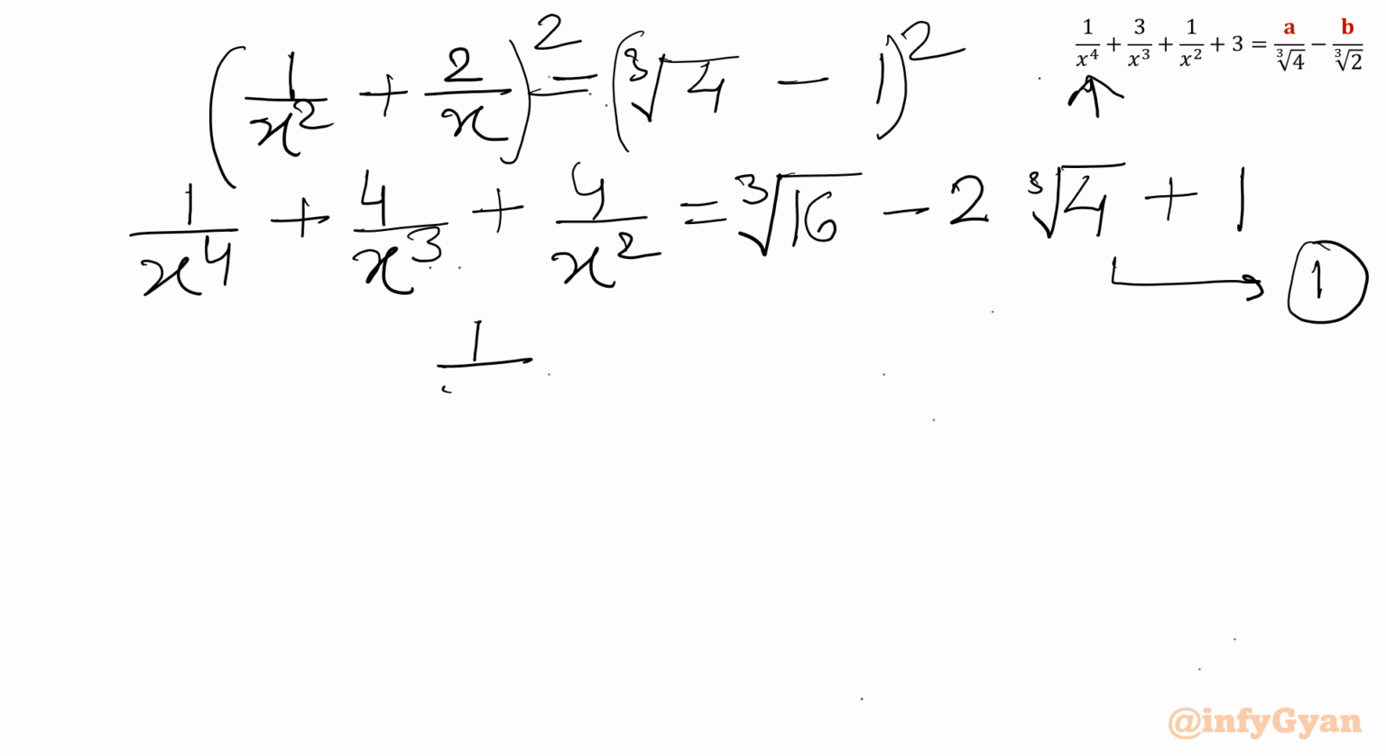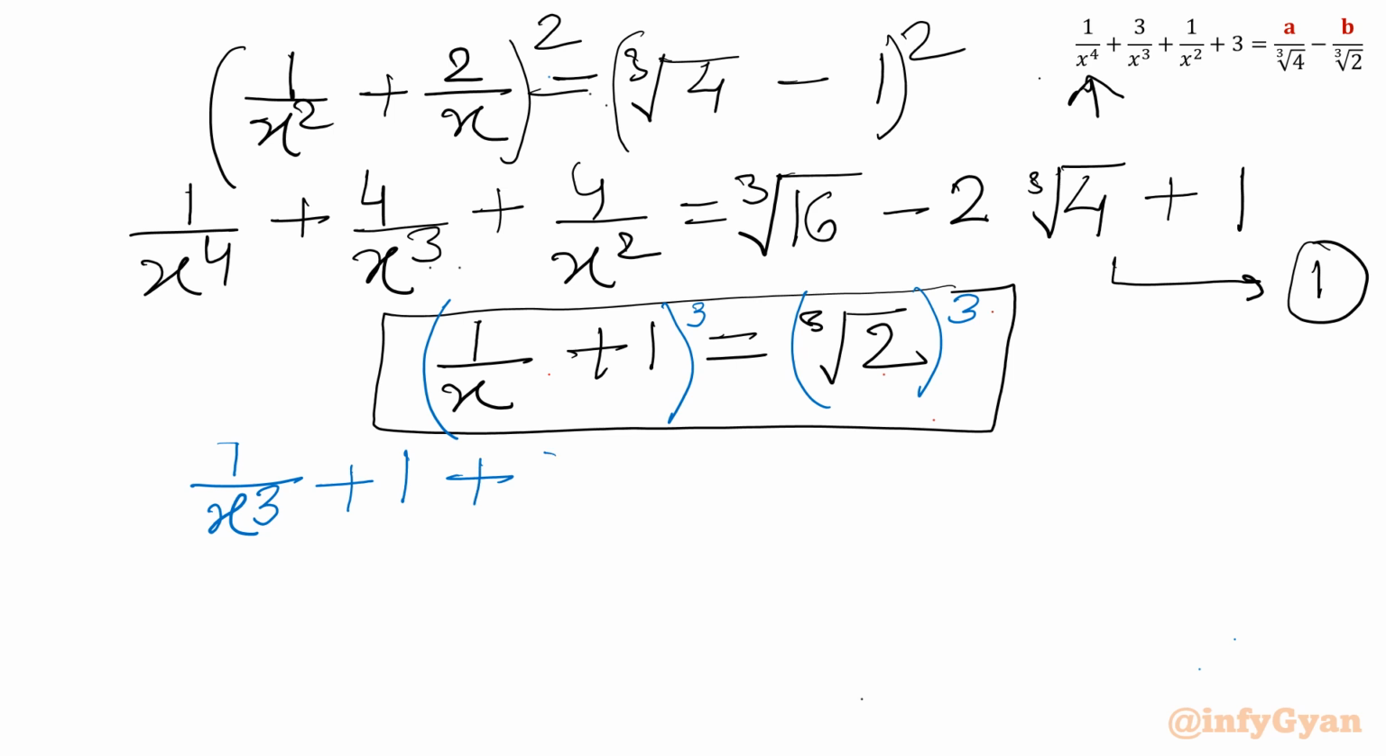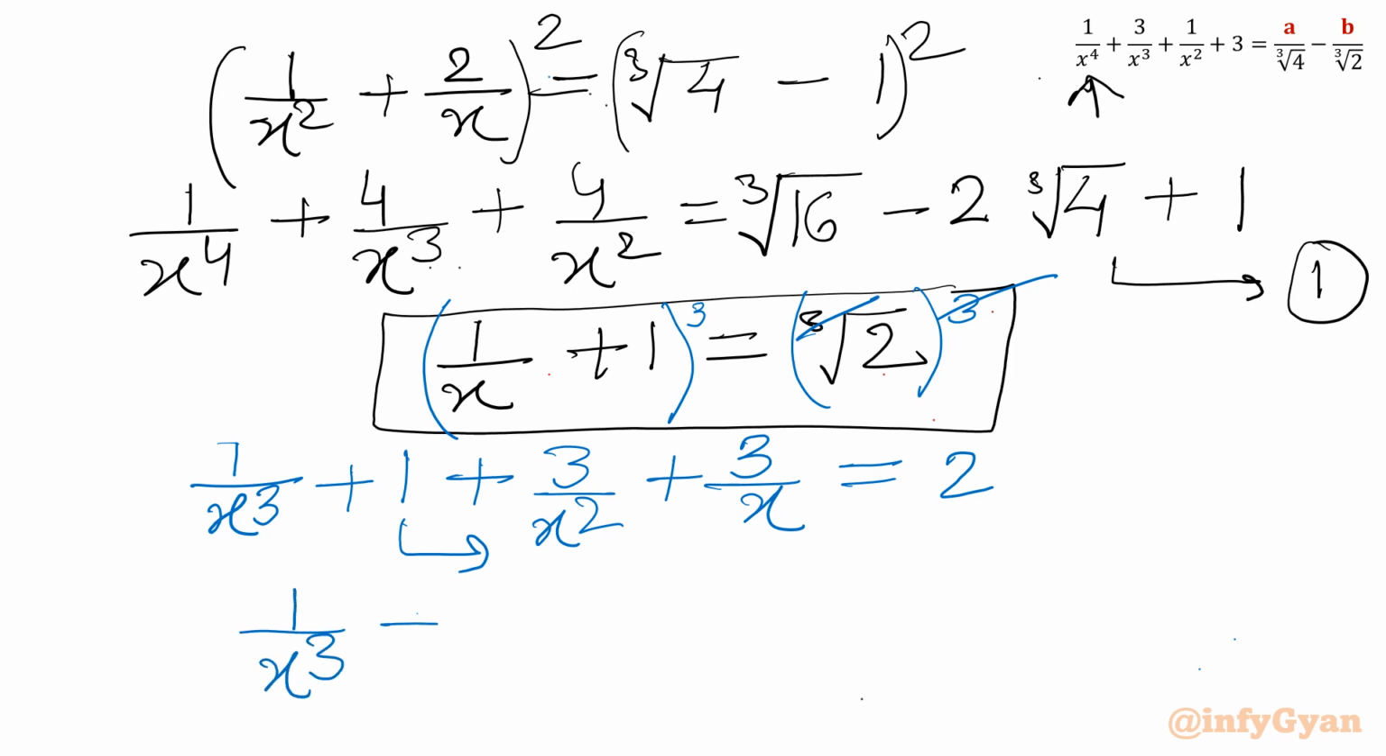Now I will write our previous equation 1 over x plus 1 equal to cube root 2. Now I will consider cubing both sides. So let us write power 3 and let us write power 3 here also. So a plus b whole cube: 1 over x cube plus 1, a cube plus b cube, plus 3a square b, so 3 over x square, plus 3ab square, so 3 over x. RHS will be 2, as we can cancel cube and cube root. Now I will take 1 to the RHS, so I can write 1 over x cube plus 3 over x square plus 3 over x equal to 2 minus 1 equal to 1.